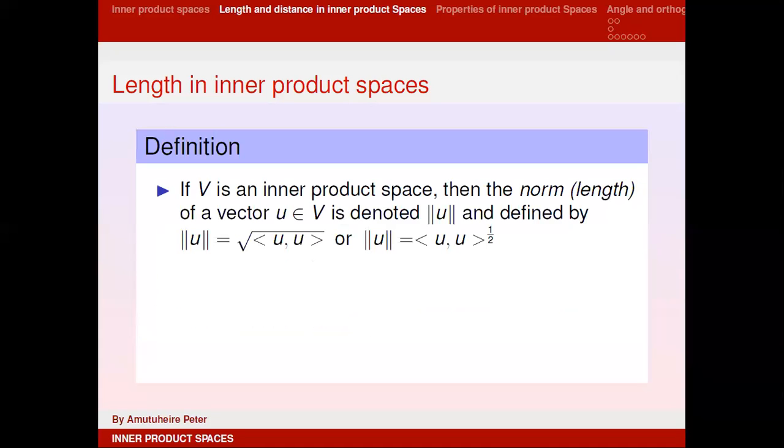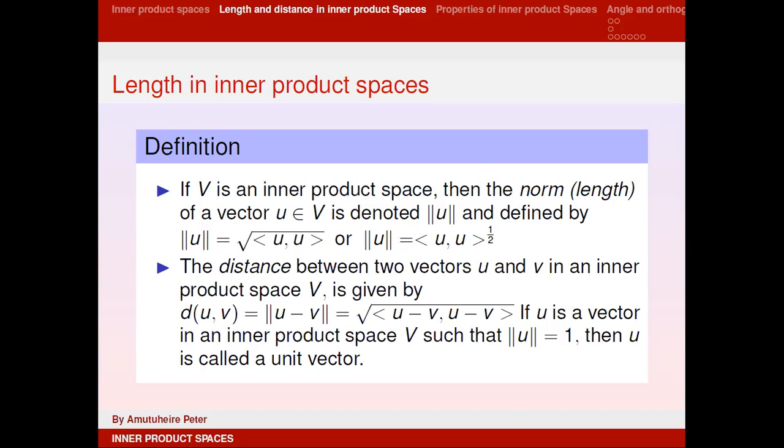So if V is an inner product space, then the length, also known as the norm, of the vector U in V is denoted by this, and is defined by the square root of the inner product of U with itself. The square root can also be written as this inner product to the power a half. So we can use this or that. This is what we call the length in an inner product space. It is called the norm.